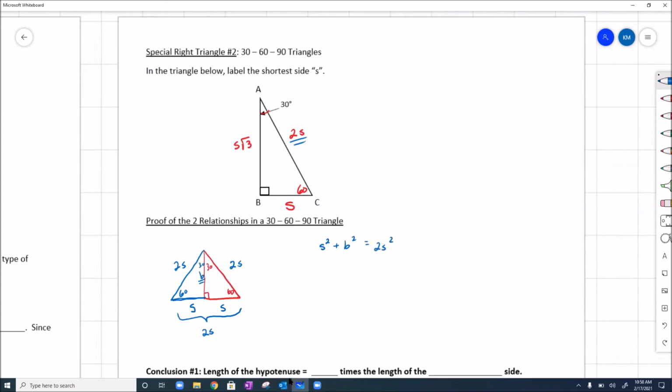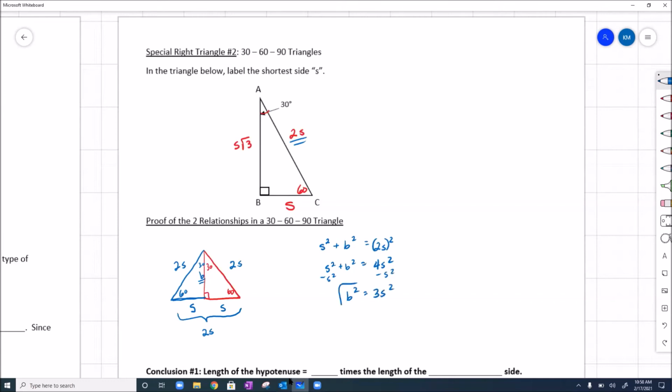Okay, so make sure I do that. All right, so I have s squared plus b squared equals, and that gives us 4s squared. To find that other side, or prove that other side, we subtract s squared from both sides, and that gives us b squared equals 3s squared.